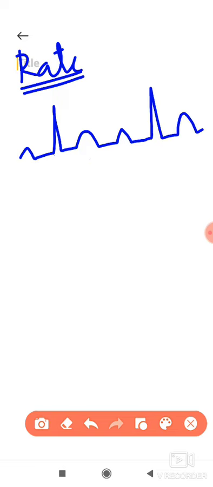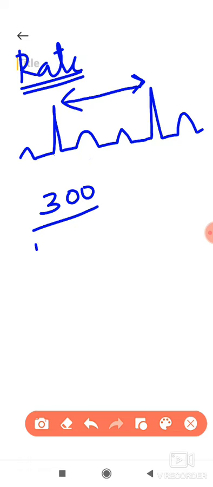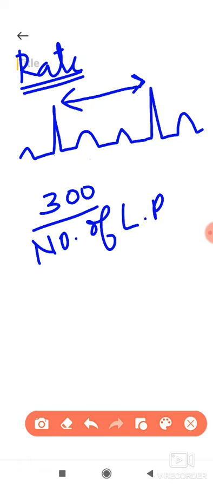Now you should calculate the number of large boxes between the two R waves, or you can calculate number of small boxes. If you calculate the number of large boxes, take 300 divided by number of large boxes.